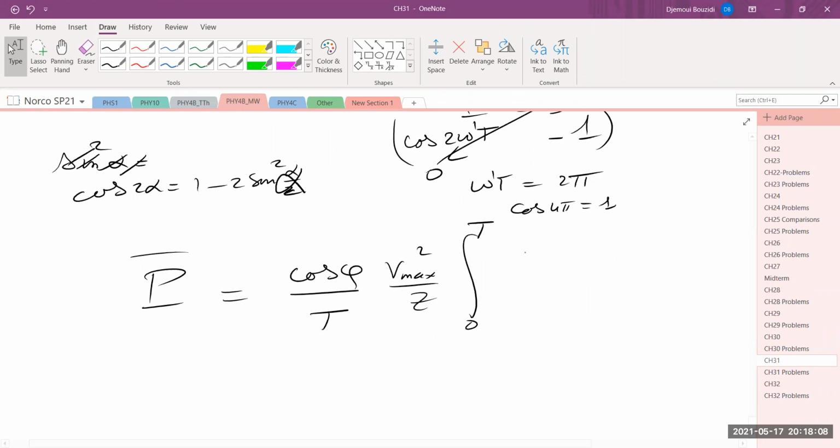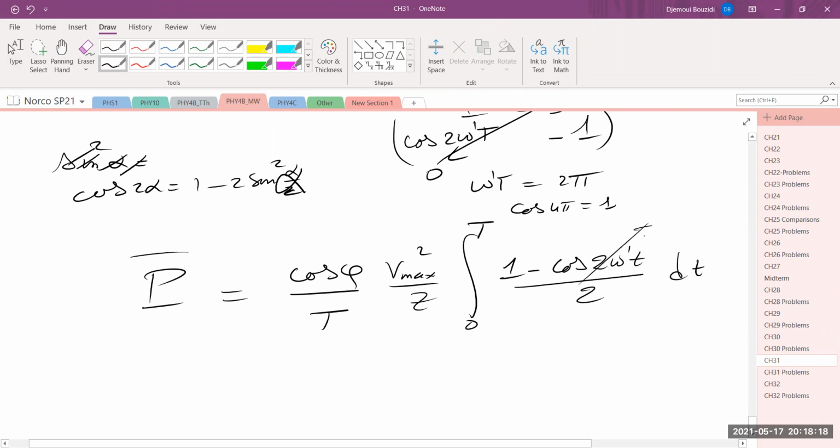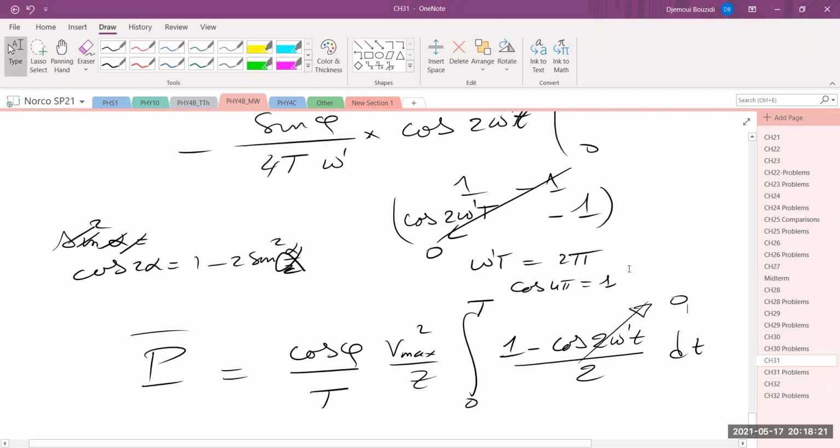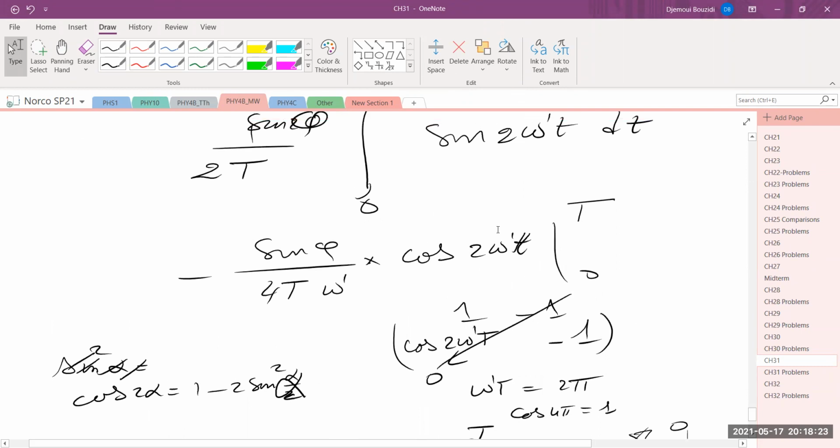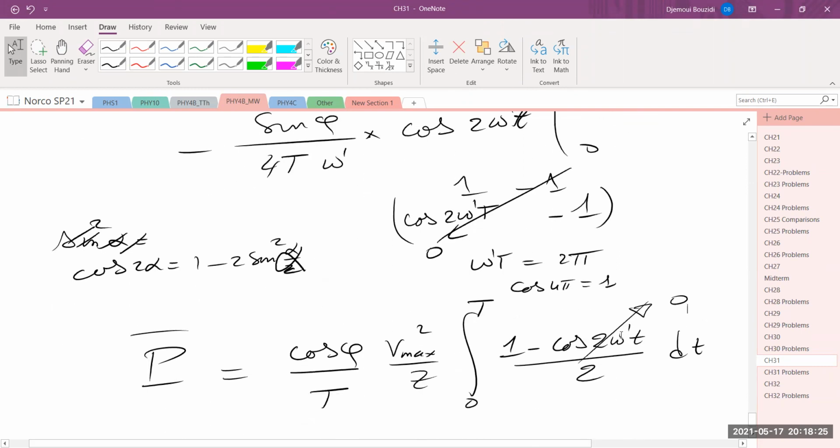So it's going to be 1 minus cosine of twice the argument, which is 2 omega prime t, divided by 2, dt. Well, this is 0. We just saw it, actually. It's the same thing as before. Sorry, the integral of cosine is going to be a sine, and the sine is going to be sine of 2 omega prime t from 0 to t. The upper limit is going to be a sine of 4 pi, and the sine of 4 pi is 0, and the lower limit is going to be 0.